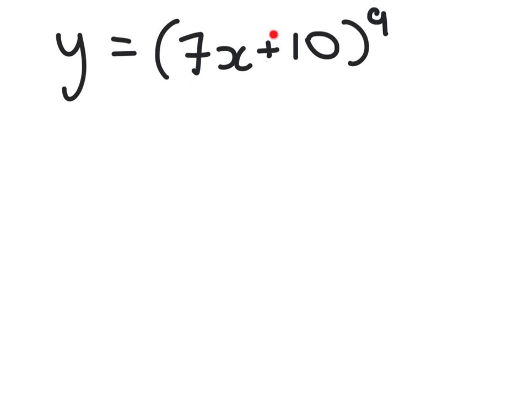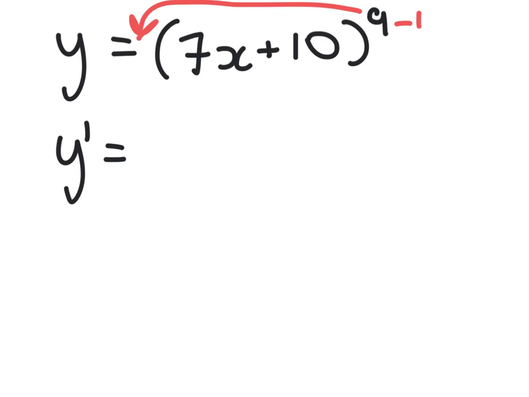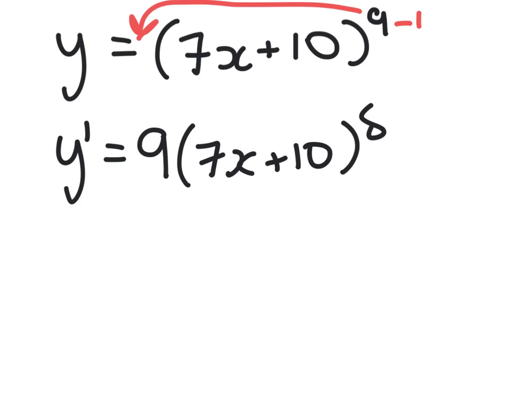Let's say my function is (7x plus 10) to the power 9. So I'm going to differentiate the outside function. So I'm going to bring the 9 down in front and reduce the 9 by 1. And then I'm going to differentiate the inside function and multiply them together. So I'm going to bring down the 9 in front and reduce the 9 by 1. So I end up with 9 times (7x plus 10) to the power of 8.